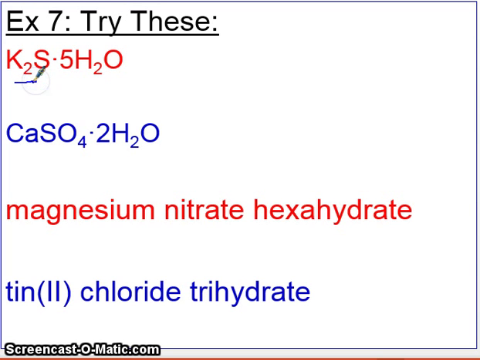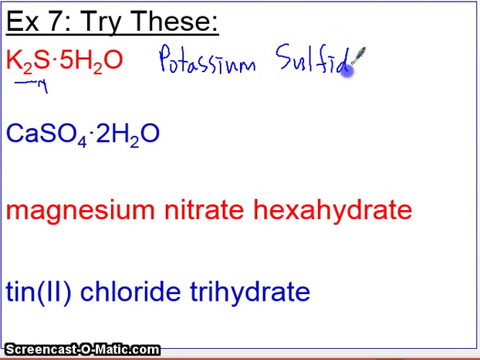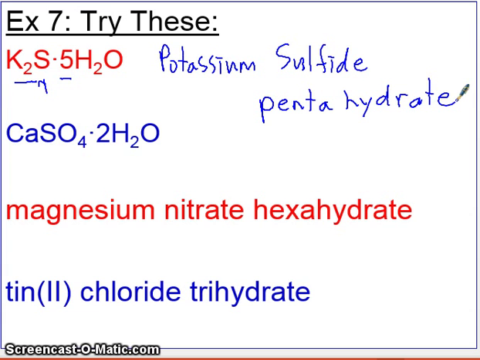K2S is named using our ionic rules, which names K as potassium. S is sulfur, which becomes sulfide, potassium sulfide. And then the hydrate, 5, the prefix for 5 is, correct, penta. And then hydrate. So the whole compound is named potassium sulfide pentahydrate.